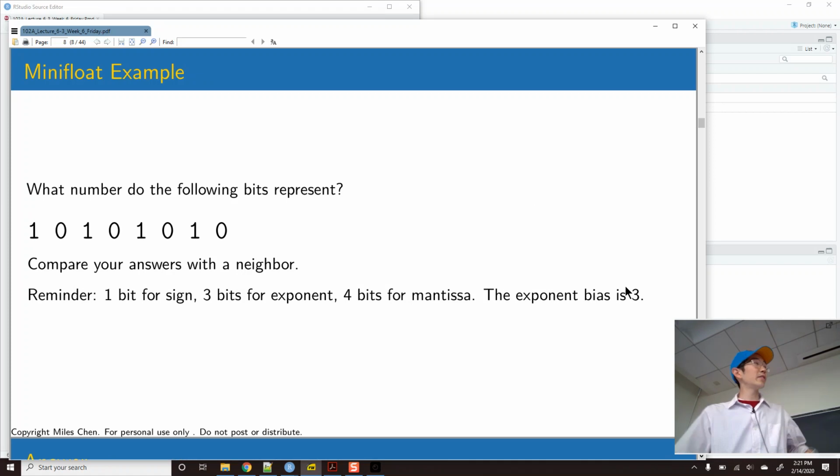Okay? All right. Here's an exercise. What does this number represent? You might have to use a little bit of paper to figure this out, okay? Take half a minute here to work through this. 1 bit for the sign, 3 bits for the exponent, 4 bits for the mantissa.